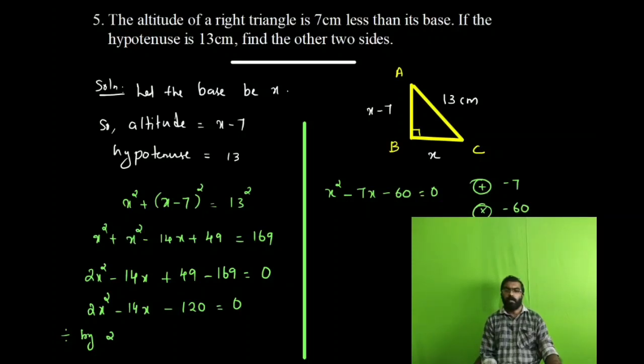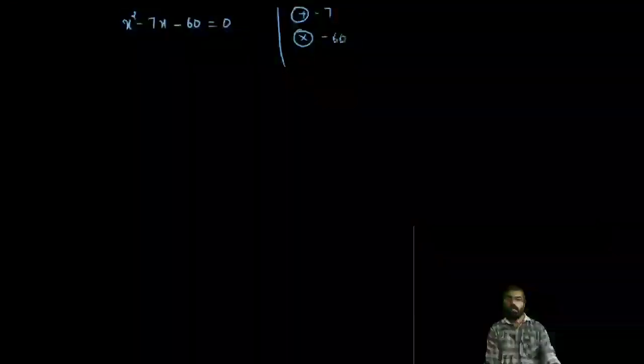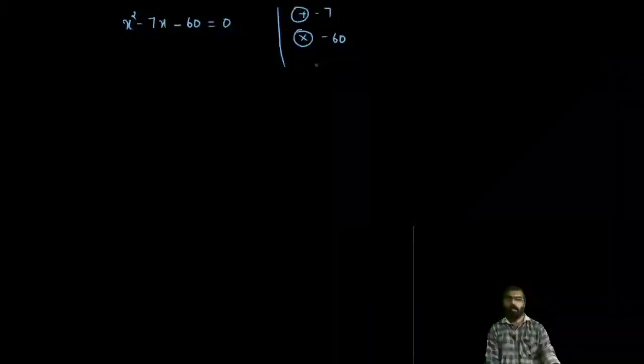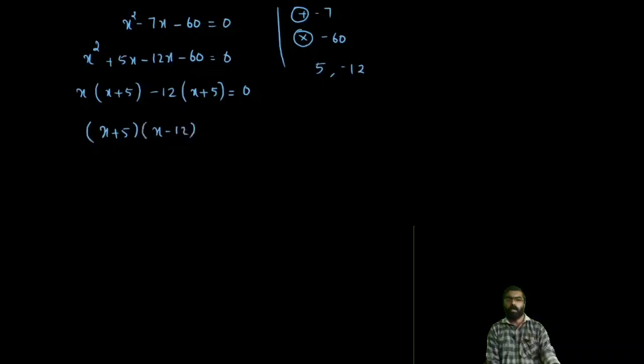So what are the numbers here? So here x square minus 7x minus 60 is equal to 0. Sum is minus 7, product is minus 60, and we identify the numbers as 5 and minus 12. So here we can split the middle term, x square plus 5x minus 12x minus 60 is equal to 0. From the first two terms we can take x out, so x into x plus 5, and from the next two terms minus 12 is common, so minus 12 into x plus 5, which is equal to 0. Overall x plus 5 is common, so x plus 5 into x minus 12 is equal to 0.